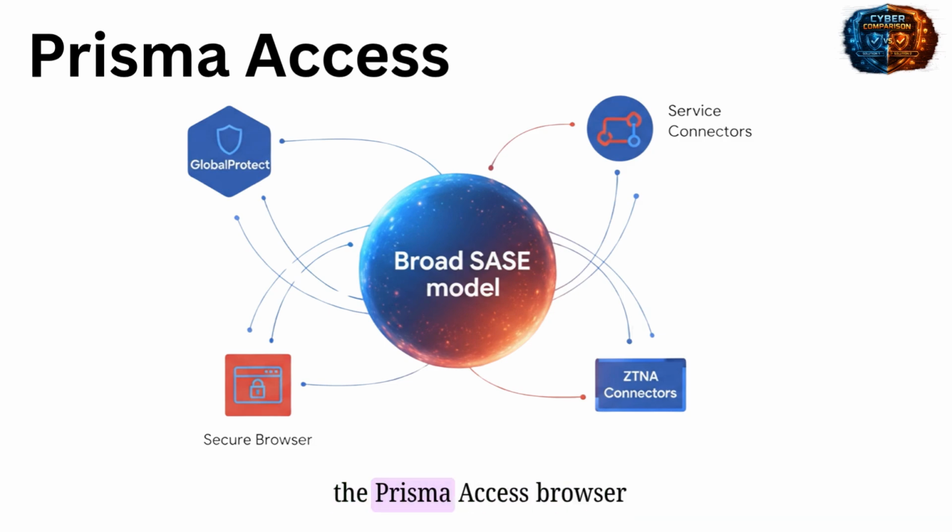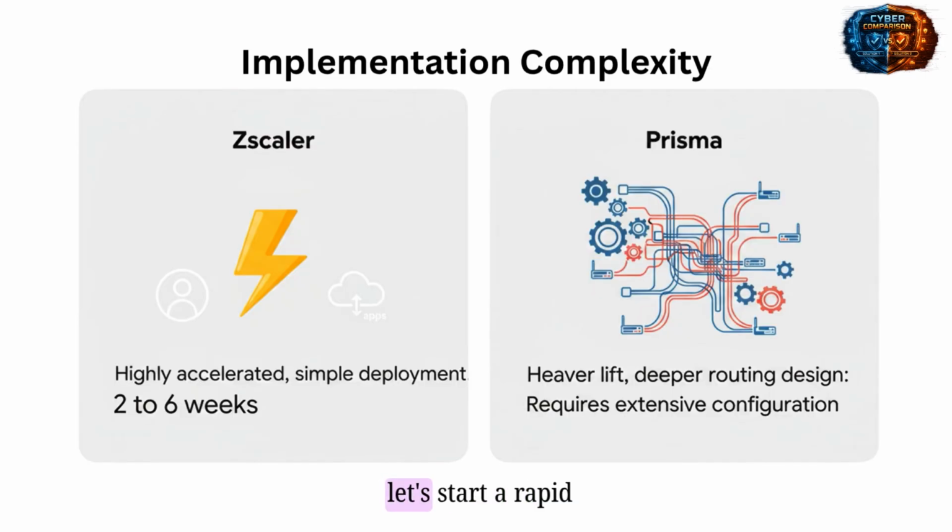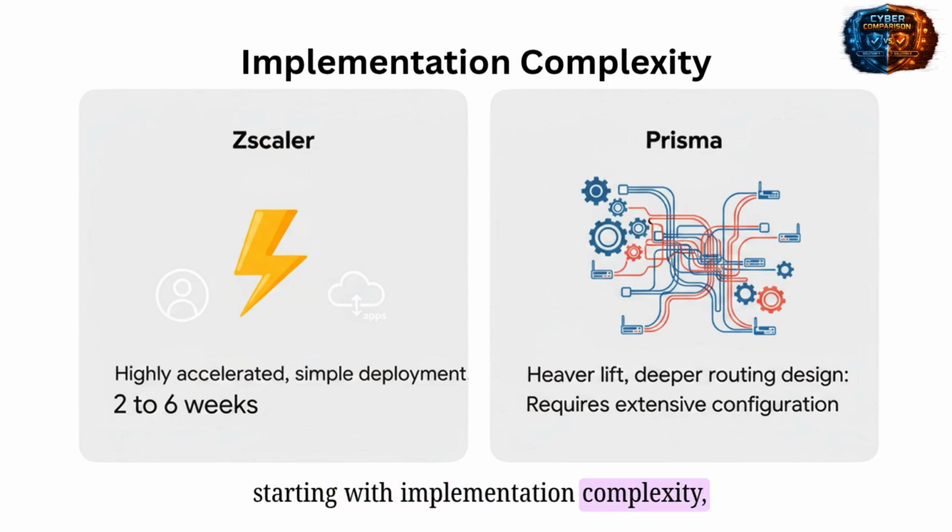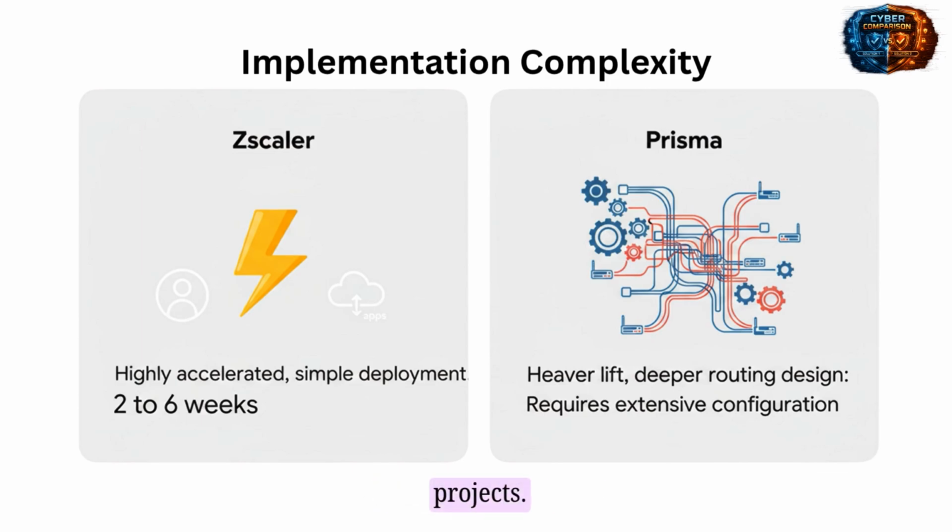And it's definitely worth noting the Prisma Access browser here too, which gives third-party users secure access without them having to install heavy agents. It's highly flexible, for sure, but it is inherently part of a wider, more traditional security framework. Okay, let's start a rapid-fire bake-off between the two, starting with implementation complexity, which, let's be honest, is the graveyard of way too many IT projects.